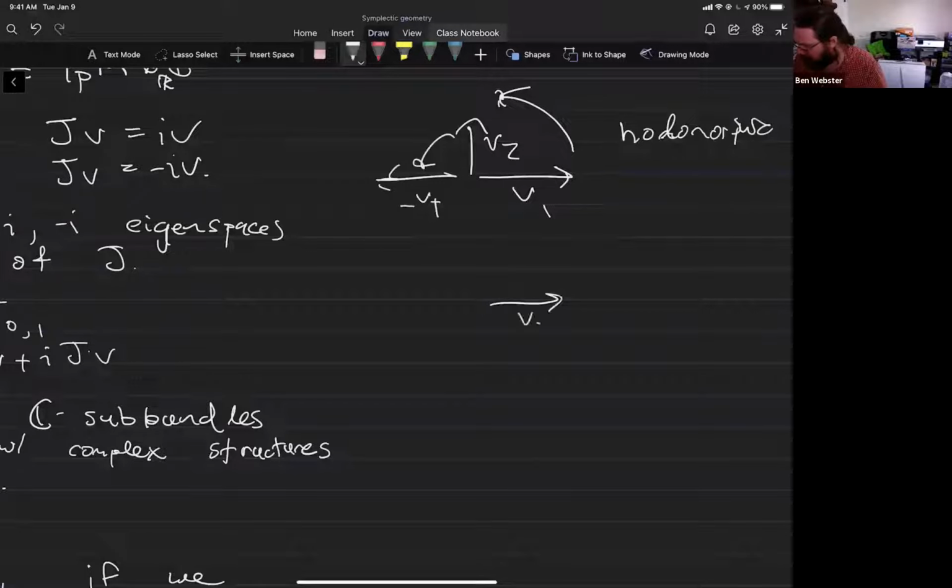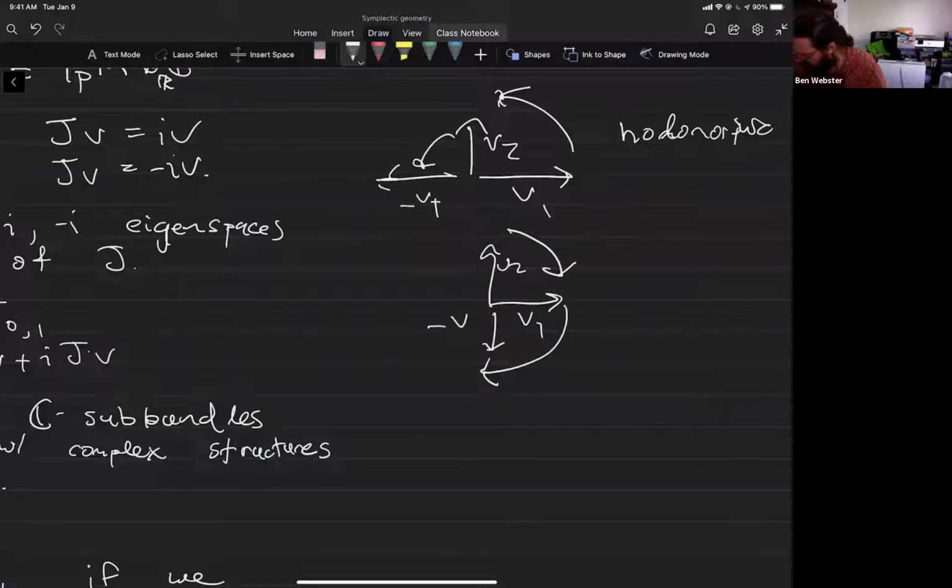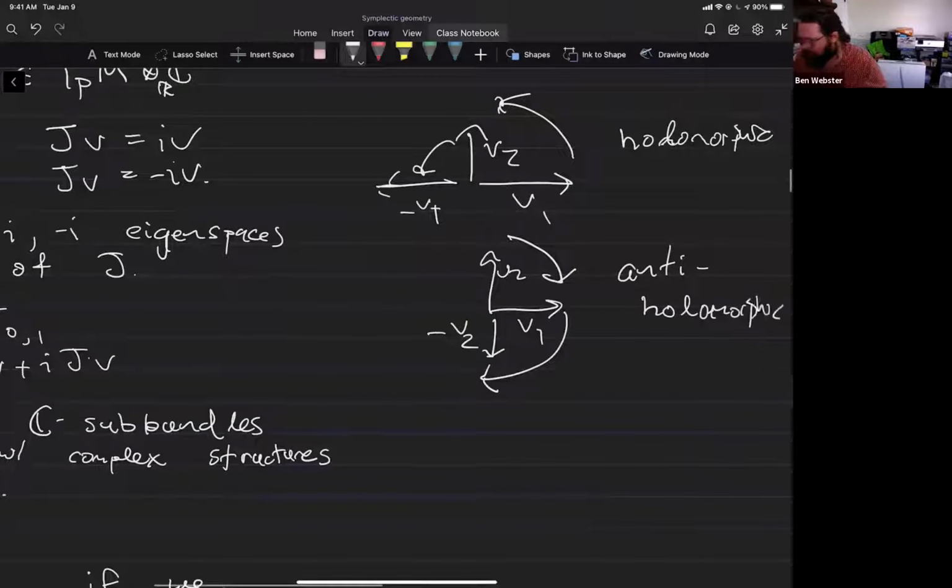On the other hand, if I have these guys and instead J acts like minus i, so it sends V1 to minus V2 and V2 to V1, then that's anti-holomorphic. If you're not used to this term anti-holomorphic, think about something that involves i and replace i by minus i. So take whatever you did and stick a conjugate in.